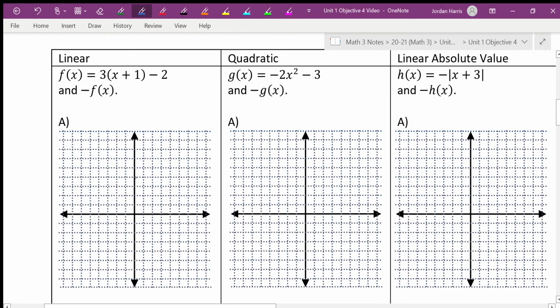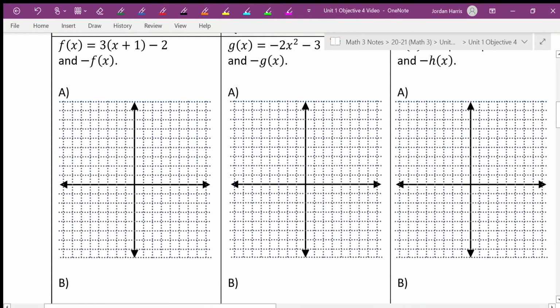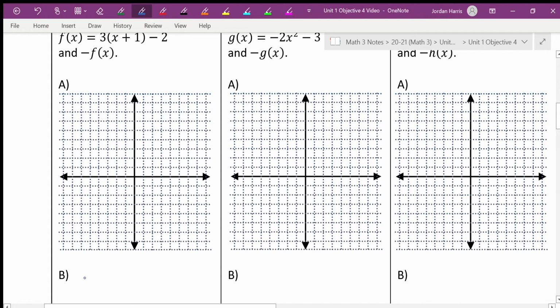So I'm going to shift. We can look at the shift right now. It's left 1 down 2. Just using arrows instead of words. Left 1 down 2. So that's our key point. And then we just follow the slope, up 3 over 1. Get a couple points. And we have f of x.